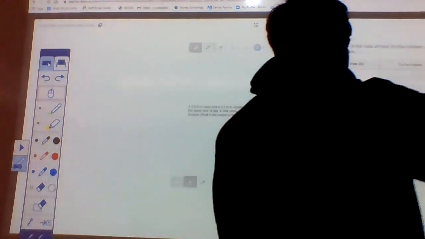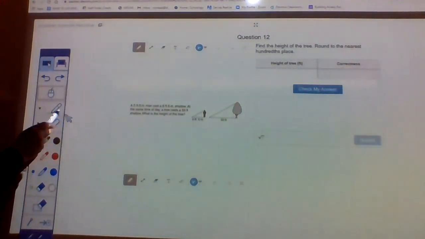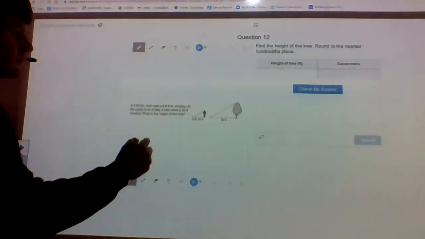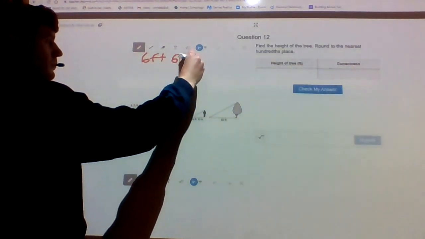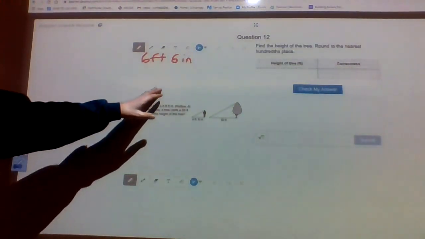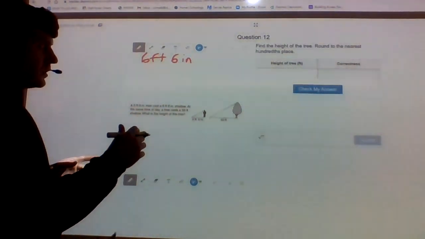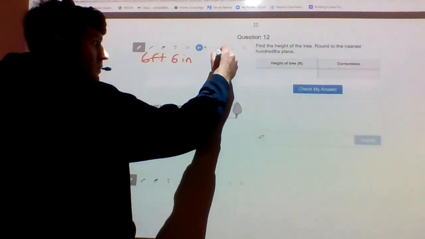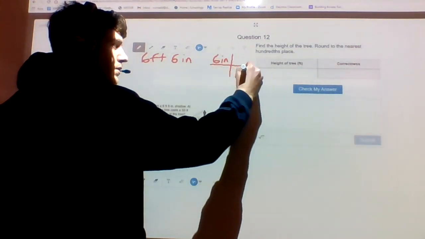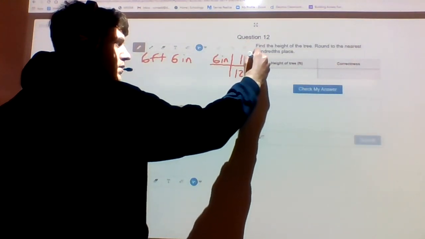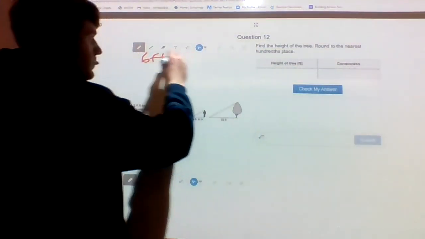Number 12. A little hard to see this one here, but if we look here, this says 6 feet 6 inches. So we need to figure out how many feet this is, just so we have that they match up. There are 12 inches in a foot. So if we do 6 inches, there's 12 inches in 1 foot. Maybe that's not the best place to write that. Let me do it over here.